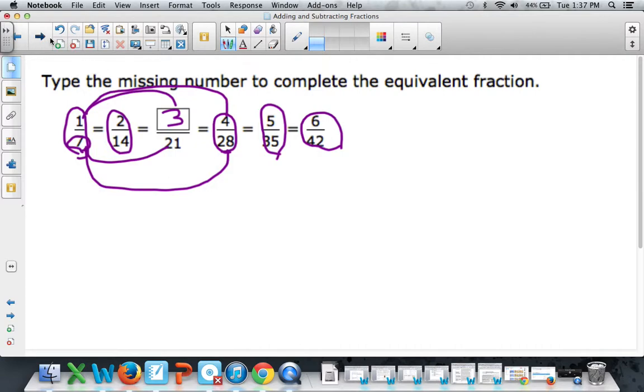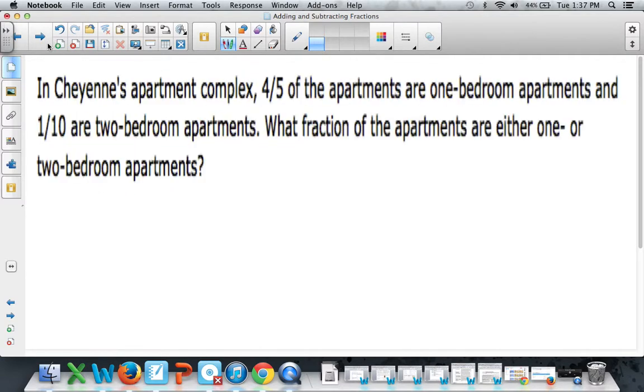That's a little warm-up. Let's work with some actual problems that we have to beat up. In Cheyenne's apartment complex, 4/5 of the apartments are 1-bedroom apartments and 1/10 are 2-bedroom apartments. What fraction of the apartments are either 1 or 2 bedroom? So they want to know what fraction is either one. This is an addition problem. 4/5 plus 1/10.